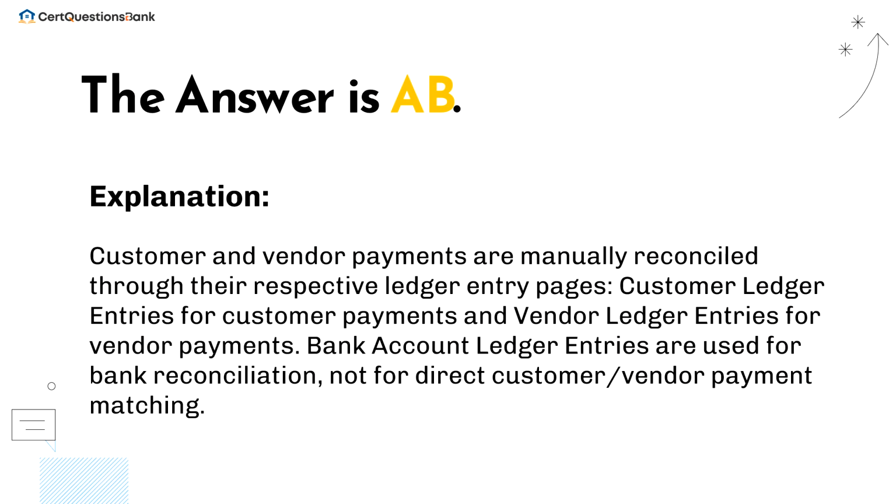The answer is A and B. Customer and vendor payments are manually reconciled through their respective ledger entry pages: customer ledger entries for customer payments and vendor ledger entries for vendor payments. Bank account ledger entries are used for bank reconciliation, not for direct customer-vendor payment matching.